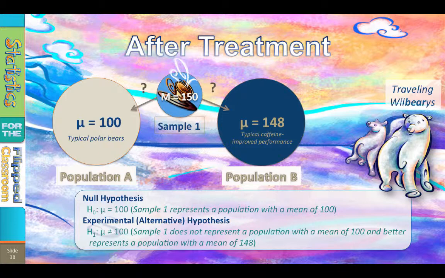To answer our research question, we could calculate the probability that sample 1 represents each of the two populations, 100 and 148, and then go with the higher probability, the one that is more likely. We will find that it is more likely that sample 1 represents a population with a mean of 148. So ultimately, we will reject the null hypothesis that says that sample 1 represents a population with a mean of 100.